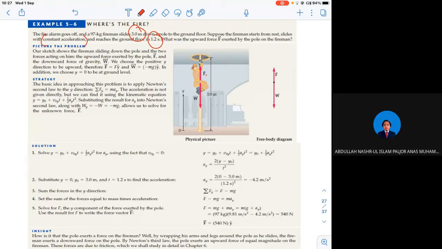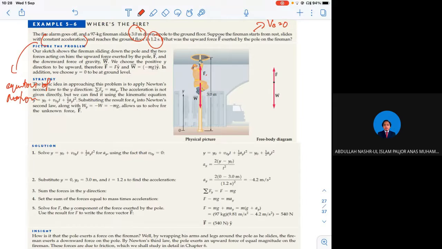So the fireman starts from rest. That means V naught is 0. Slides with a constant acceleration. So the words constant acceleration are the indicator for us to note that we can use the equations of motion. What are the equations of motion? Those 3 equations that I always tell you again and again. So when they use a constant acceleration, that is the equations of motion.